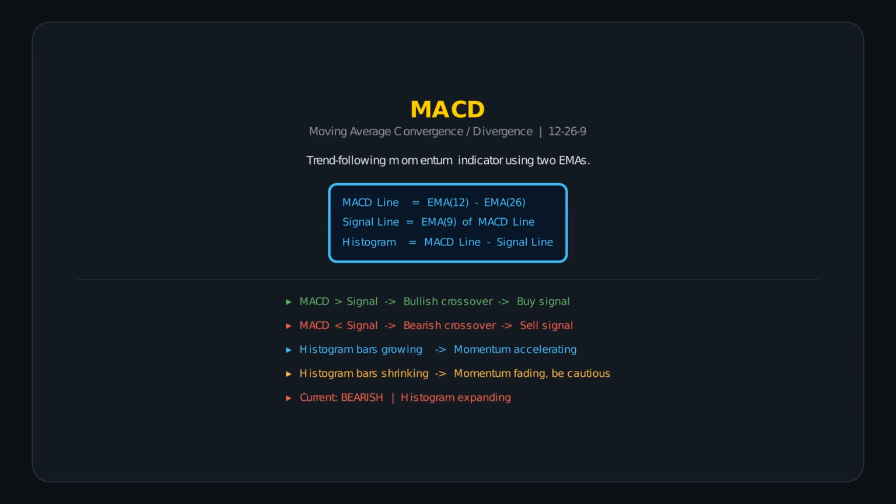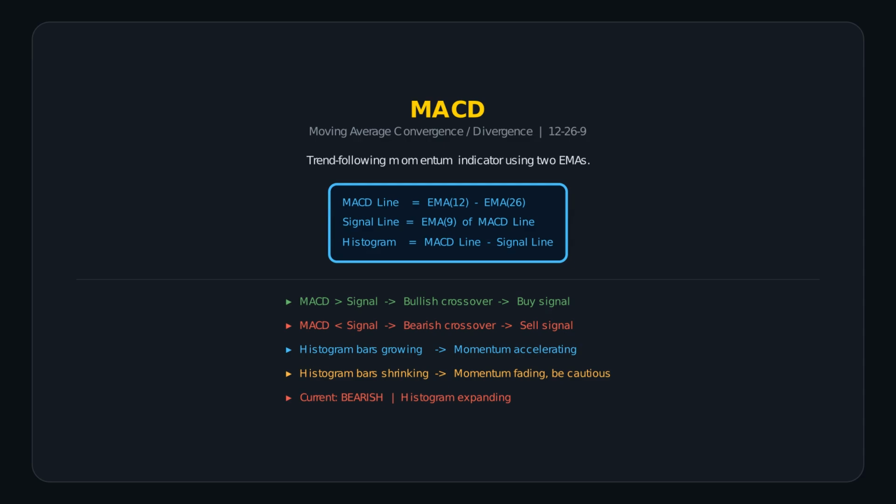Finally, MACD, or Moving Average Convergence Divergence. MACD is built from the difference between a fast 12-period EMA and slow 26-period EMA. When the fast EMA rises above the slow EMA, a bullish crossover occurs. The signal line is the 9-period EMA of the MACD itself. The histogram shows the gap between MACD and signal.